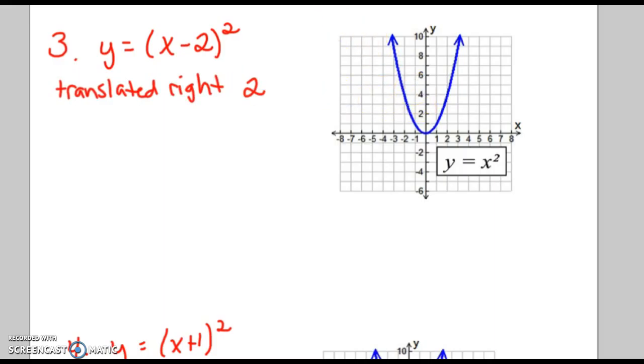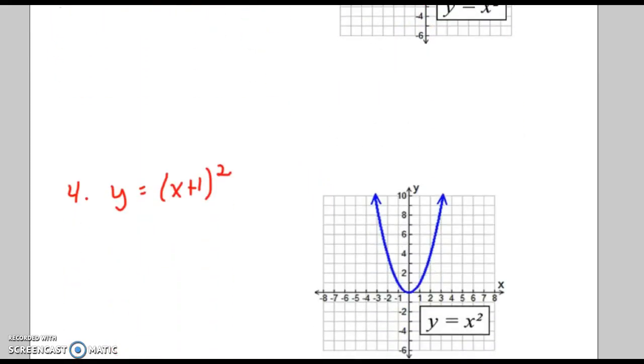Okay, so the blue again is my parent function, and the red is going to start at the origin, and it's going to be translated right 2 units. So 1, 2, the new vertex will just be 2 units over, so the new vertex would be at (2, 0).